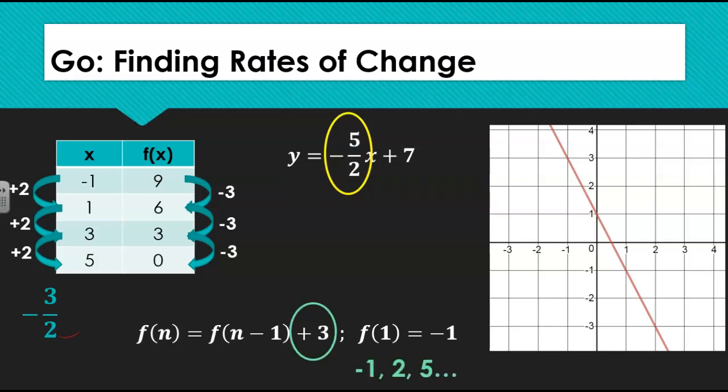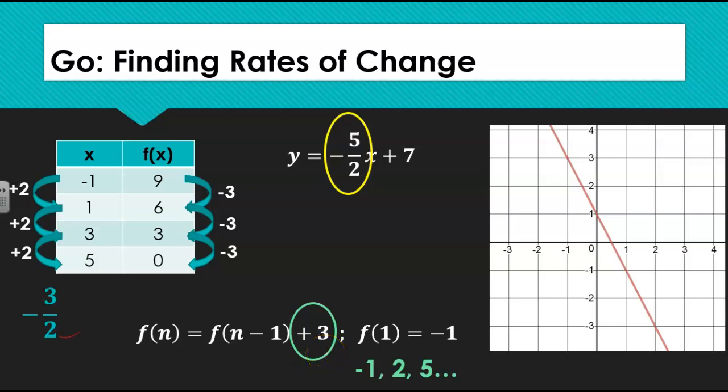When we look at our recursive function, we know that our constant rate of change is positive 3. If you recall, f of n minus 1 represents the previous output, and that's looking at the right-hand side of our table. So we're saying, what are we doing to each of our previous outputs to get the next output? In this recursive function, we're taking each of our previous outputs and adding 3 to that. So we are repeatedly adding 3. Our constant rate of change, or our slope, is 3.